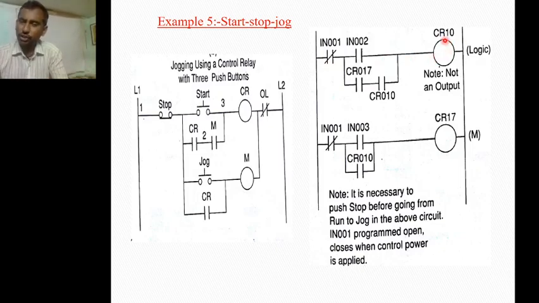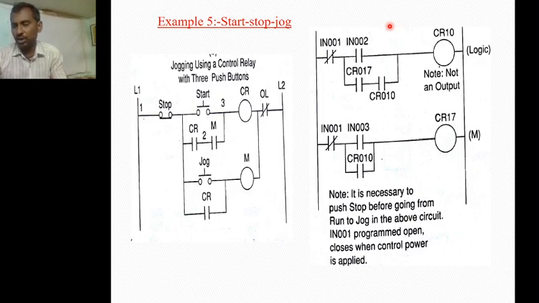When CR010 is on, then this will be on. Then CR17 will be on. So when the CR17 is on, this will be closed, this will be closed. And even though we remove the IN002 switch, the motor will rotate in a continuous manner. And suppose if you want to run the output only for a moment, what we do is stop the total program. That means by pressing the IN001, we can stop the total program. Now there is no running switch. The motor will be stopped.